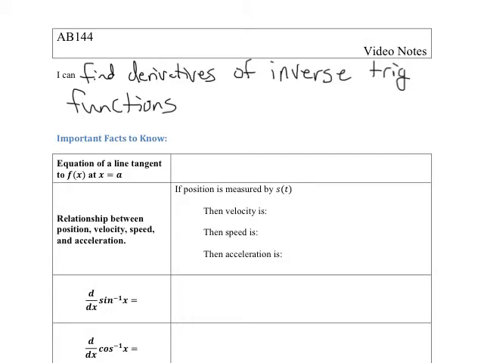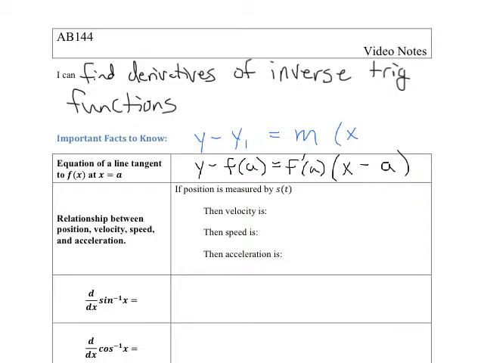Alright, so we're going to start with a quick review of some important things to know. If we wanted to generate the equation of a line tangent to a function at x equals a, we can use y minus y1, which we'll call f of a, equal to the slope at a, which we'll call f prime of a, times x minus x1, which is just a. So this is very little different, or you could even argue it's the exact same thing as our point-slope equation.